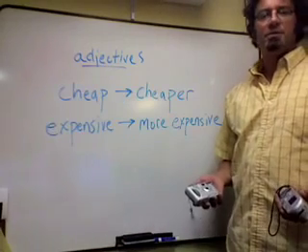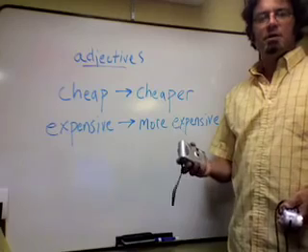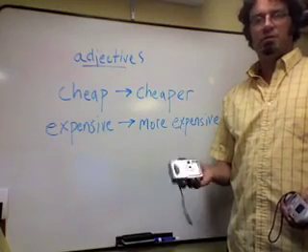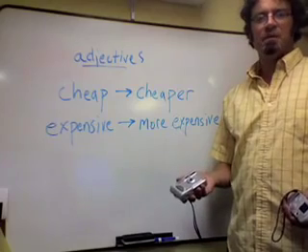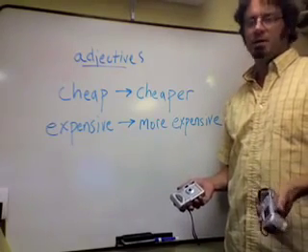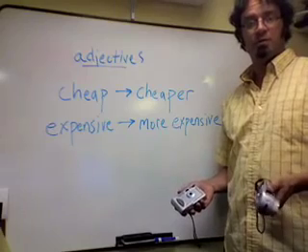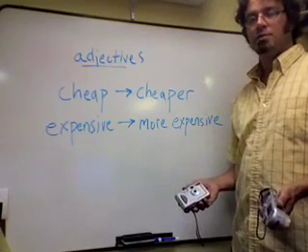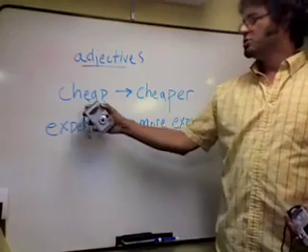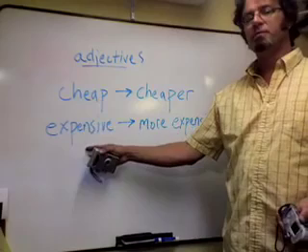I have 2 cameras. This camera is cheap. I paid maybe $20 for this camera 6 years ago. And this camera is expensive. I paid about $400 for this camera. To show the difference between the 2 cameras, I can use the word cheap or the word expensive.